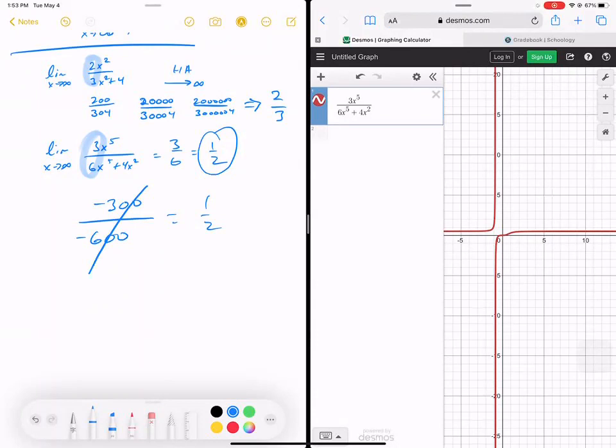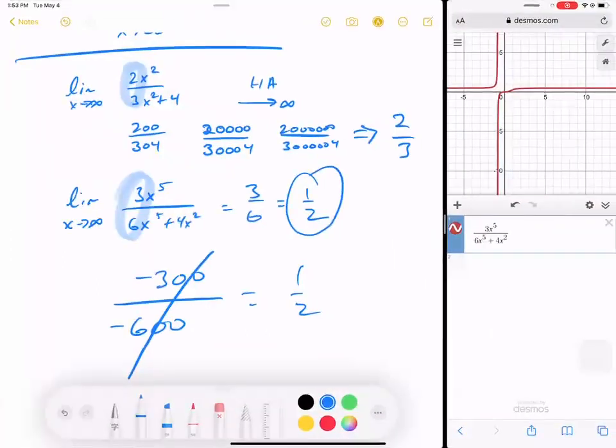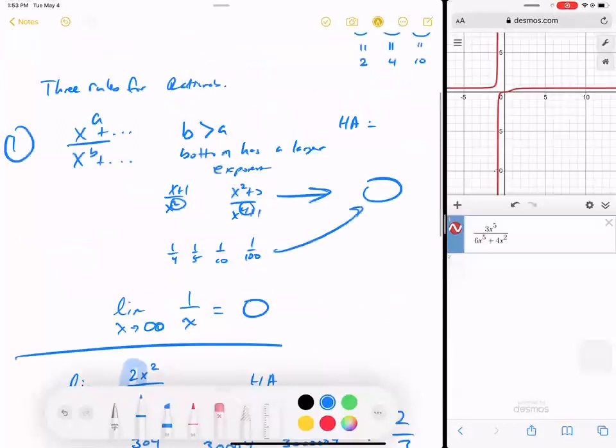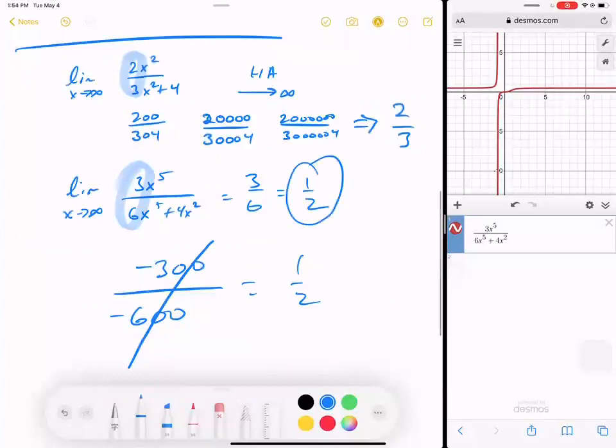Okay, let's give you guys another couple of these. What if I give you our third rule? So our first rule was, what if the bottom was bigger? We said we would go to 0 because if the bottom is running so much faster than the top, it buries the top. What if they're running at the same speed? 200 over 300, 20,000 over 30,000, 2 million over 3 million. Don't they just reduce to 2 over 3?